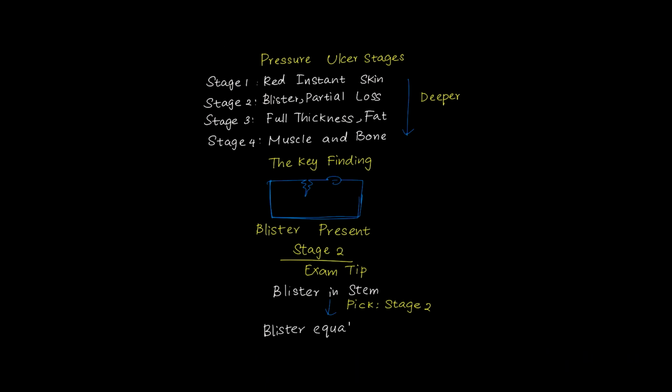Here's a VUG D439 OA exam tip for you. When you see blister in the stem, your answer is stage 2. Quick recall hook. Blister equals 2.